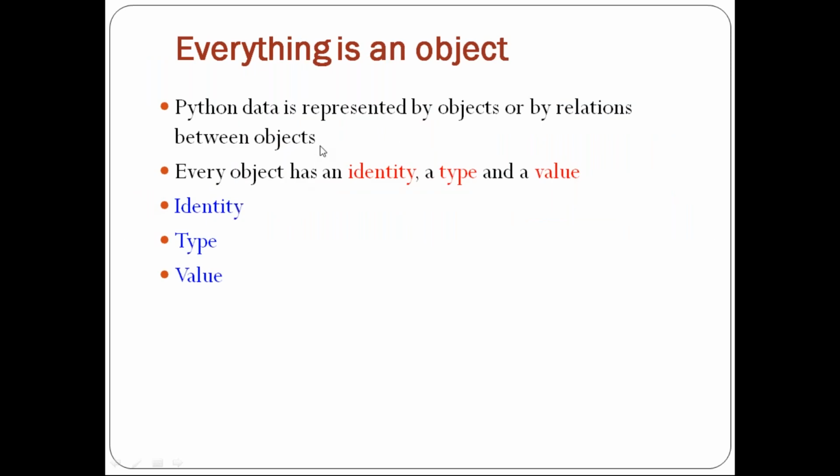Next, every object will have three fields: identity, type, and value. In Python, everything is treated as an object, and every object has three properties: identity, type, and value. The identity of an object is not going to be changed once it is created. It is fixed.